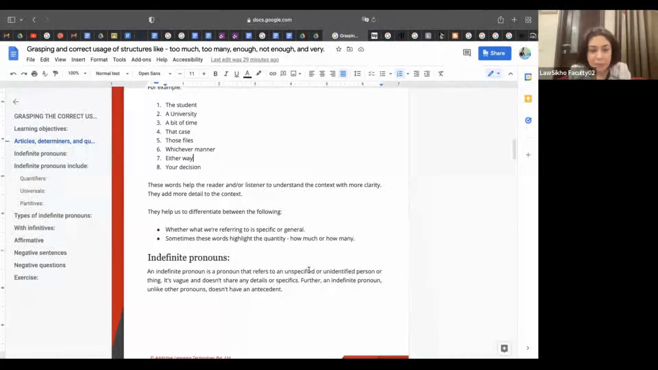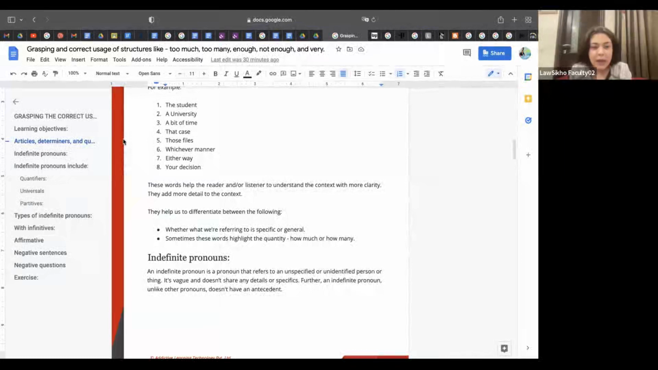A couple of these examples with articles are the student, a university, and a bit of time. That case and those files are both determiners. This and these are also determiners. And whichever, either, and your decision over here is use of a pronoun. We're going to be looking at that. Now, all of these words help us identify what exactly is the context.